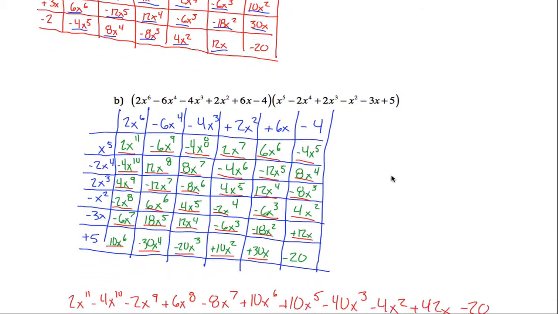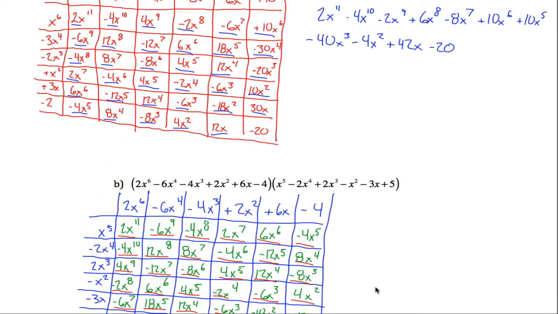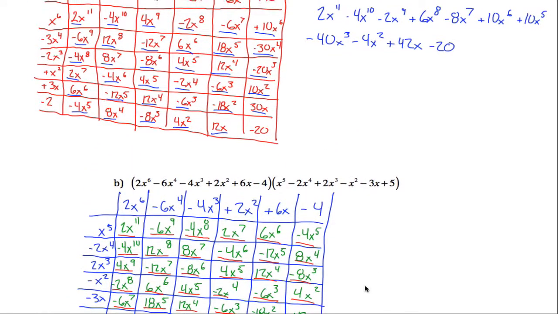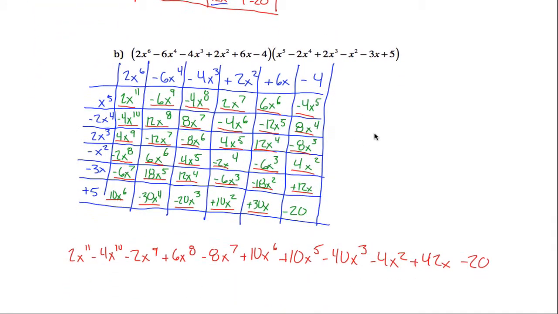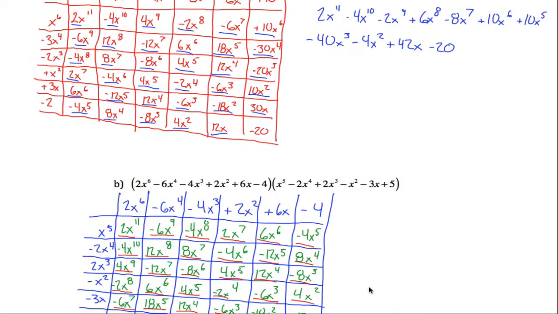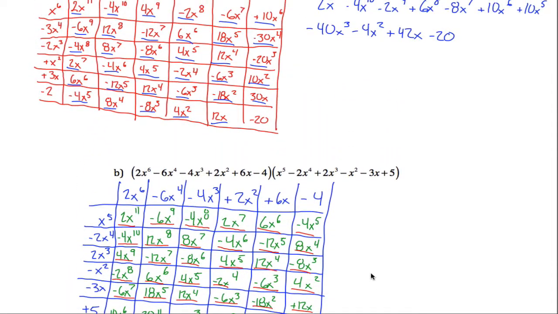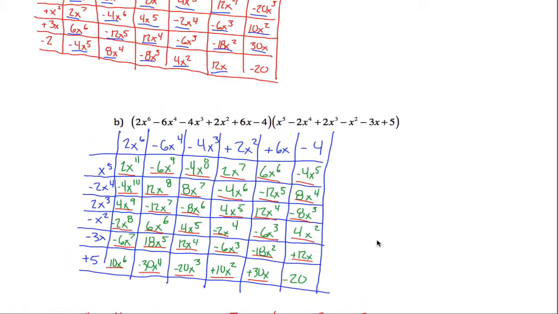2x to the 11th minus 4x to the 10th. Minus 2x to the 9th plus 6x to the 8th. Minus 8x to the 7th plus 10x to the 6th. Plus 10x to the 5th minus 40x cubed. Minus 4x squared plus 42x minus 20.